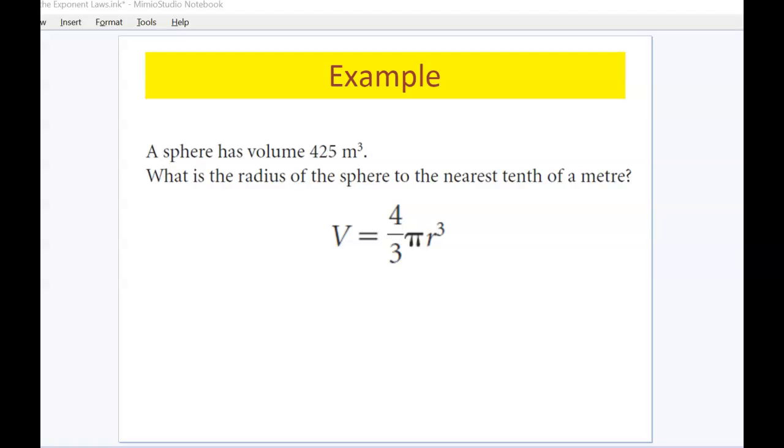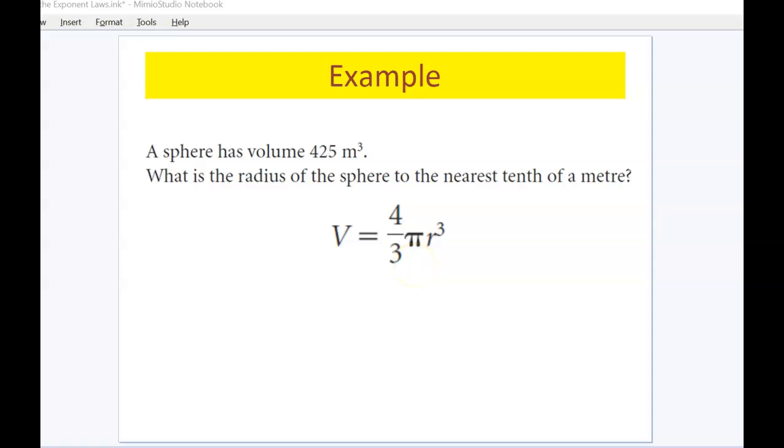In the last section of 4.6, we're going to look at a few more applications of our exponent laws. So in this next example, we have a sphere that has a volume of 425 meters cubed. What is the radius of the sphere to the nearest tenth of a meter? The formula for the volume of a sphere is given by 4/3 pi r cubed.